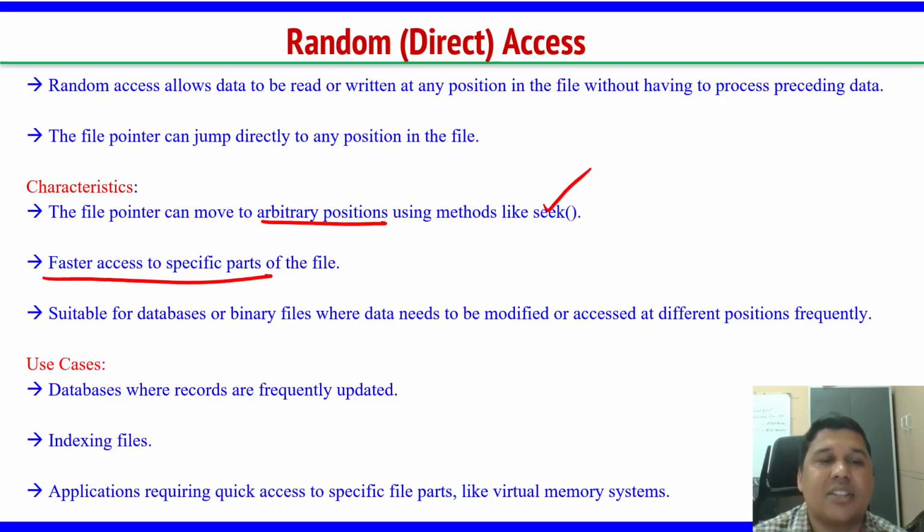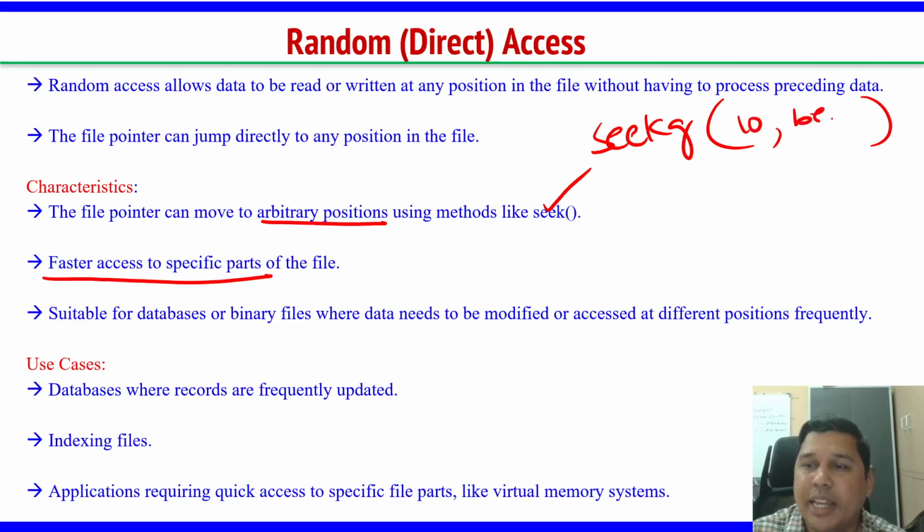It is faster access to specific parts of the file. If you want to access the content, it is very fast. You will just write one command, seekg of 10 comma beginning. If you write from the beginning the 10th position, it will jump, and you can print the content at that location. So these are a few.